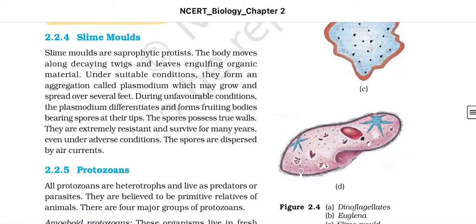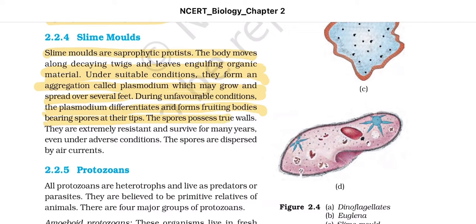Slime molds. Slime molds are saprophytic protists. The body moves along decaying twigs and leaves, engulfing organic material. Under suitable conditions, they form an aggregation called plasmodium, which may grow and spread over several feet. During unfavorable conditions, the plasmodium differentiates and forms fruiting bodies, bearing spores at their tips.